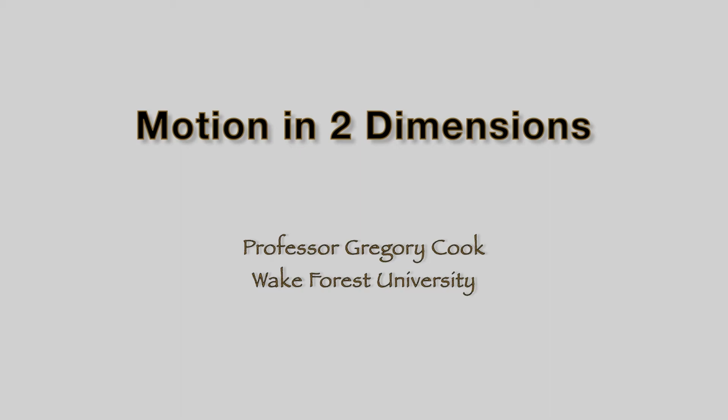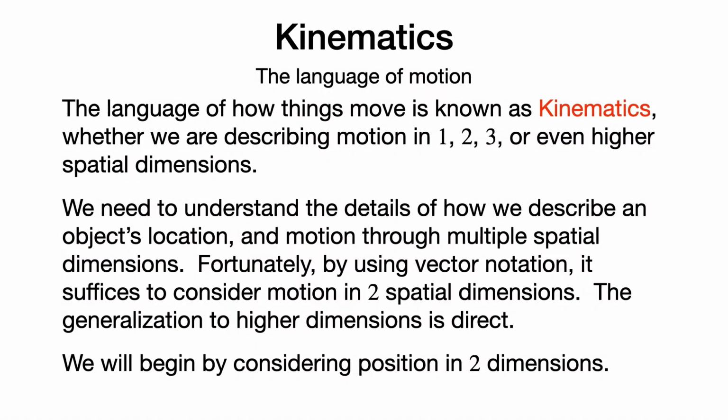In this module, we will consider motion in two dimensions. The language of how things move is known as kinematics, whether we are describing motion in 1, 2, 3, or even higher spatial dimensions. We need to understand the details of how we describe an object's location and motion through multiple spatial dimensions. Fortunately, by using vector notation, it suffices to consider motion in two spatial dimensions. The generalization to higher dimensions is direct.